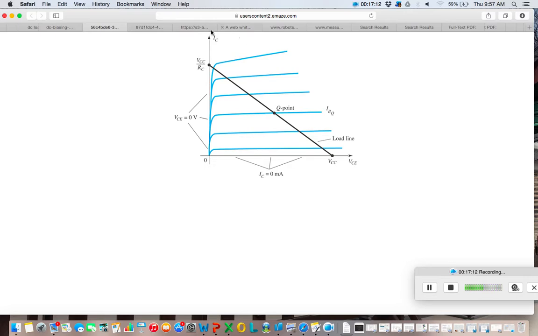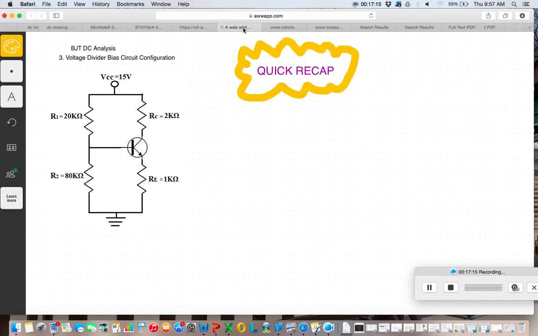Now let's move back to our current topic, voltage divider bias circuit analysis. In the voltage divider bias circuit, or VDB for short, we have another resistor connected between the base terminal and the ground. We name it R2. The rest is the same: R1, RC, and RE.